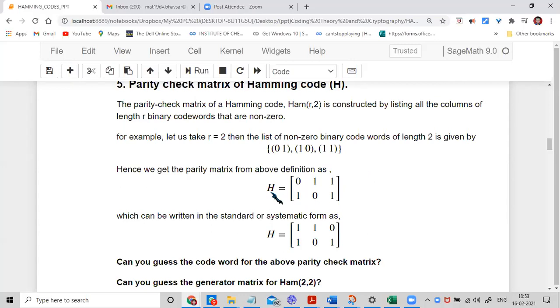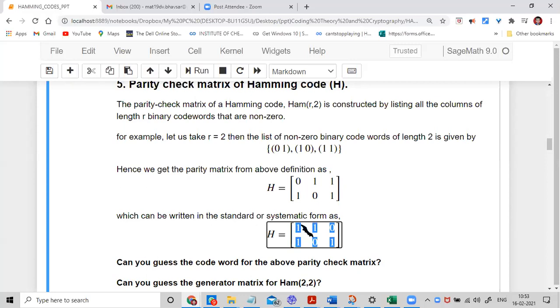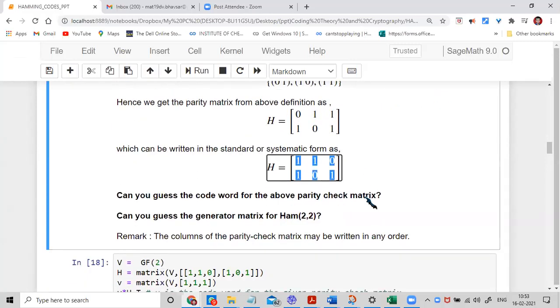Sir, the parity check matrix is given by 0, 1, 1; 1, 0, 1. Now, whatever I have written here can be stated as 1, 2, and 3 if we consider the binary to decimal conversion of these binary numbers. Now, if we write it in the standard or systematic form, then the parity check is of the form A augmented with I, where I is a k cross k matrix. Okay.